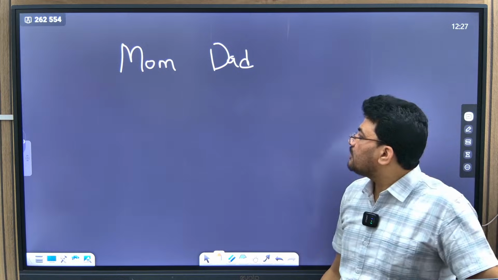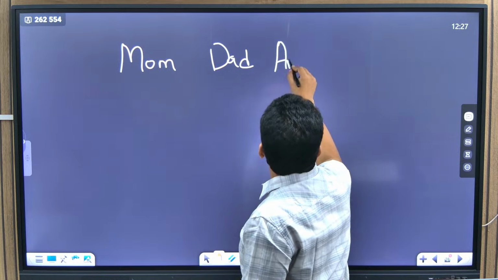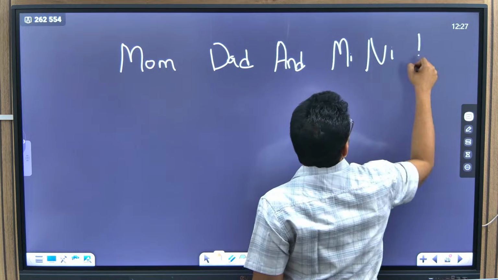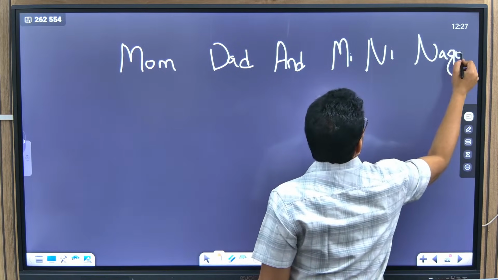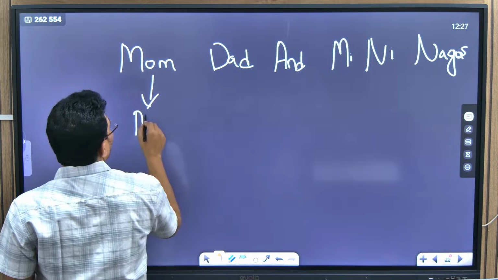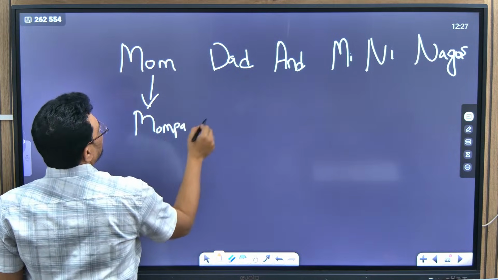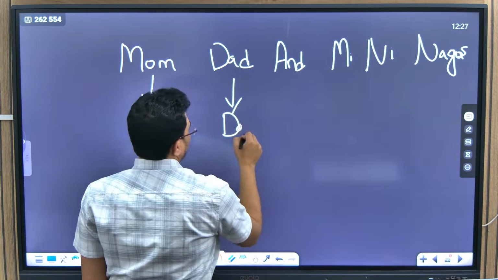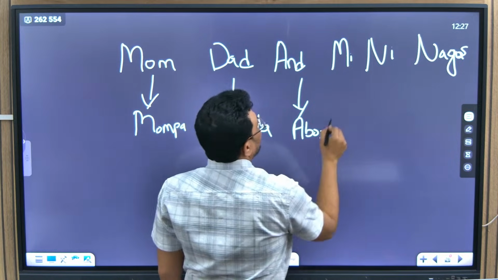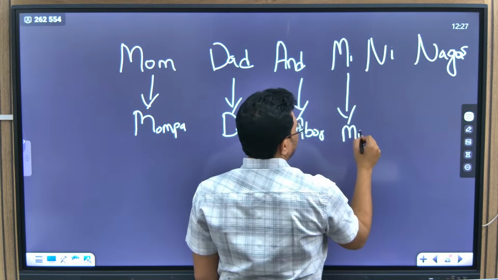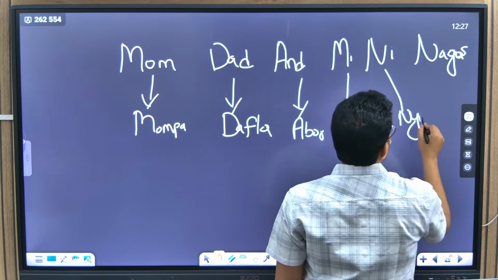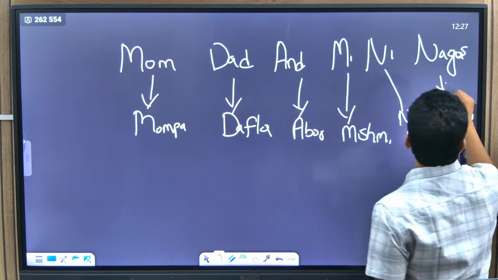So how I remember is: Monpa, Dafla, Abor, Mishmi, Nishi, and Nagas.